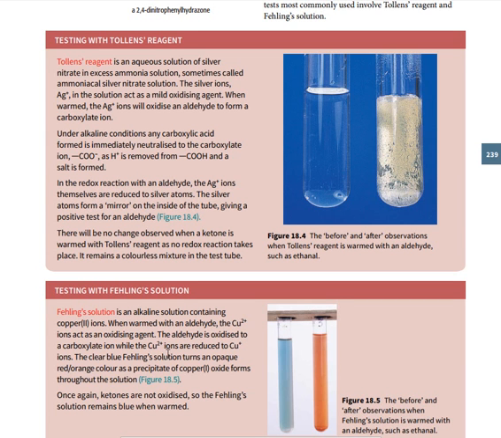from blue solution to an orange precipitate, because you need to know that Fehling's solution is made up of copper 2 ion, that is copper 2 sulfate. Since aldehydes are reducing, they are going to reduce the copper 2 ion, which is an oxidizing agent, to form copper 1 ion. And that copper 1 ion is going to be an orange precipitate.